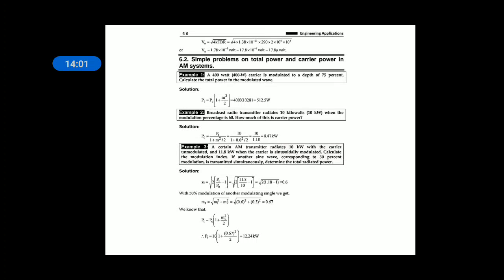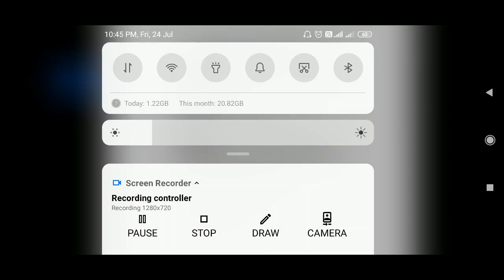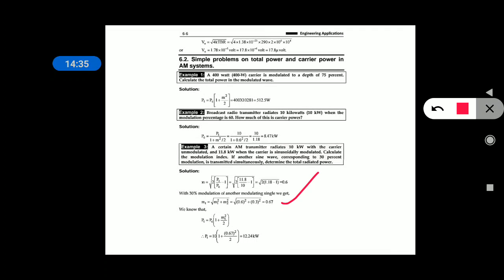The resultant modulation index. As you know, the resultant modulation index, when many modulating signals are provided to an AM modulator, in case of multitone modulation, the formula is MT is equal to square root of M1 square plus M2 square and so on. From the above formula, MT with 0.6 and 0.3.